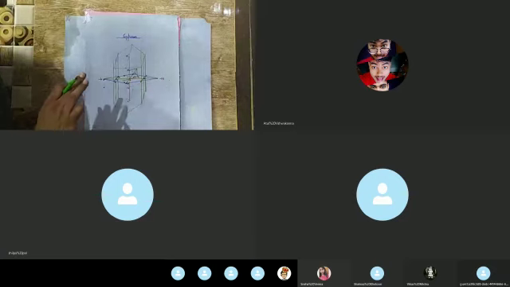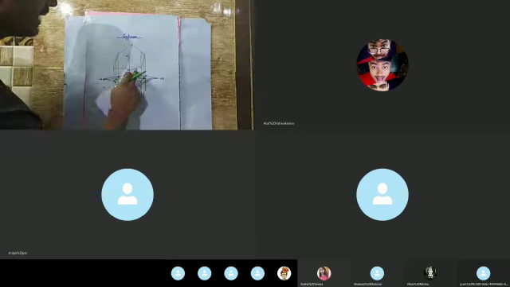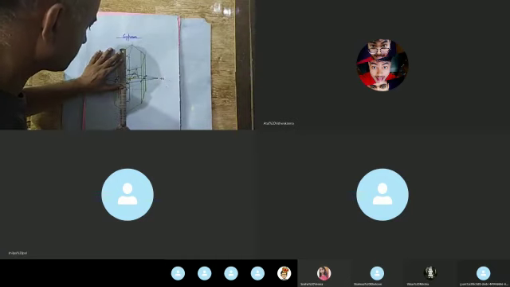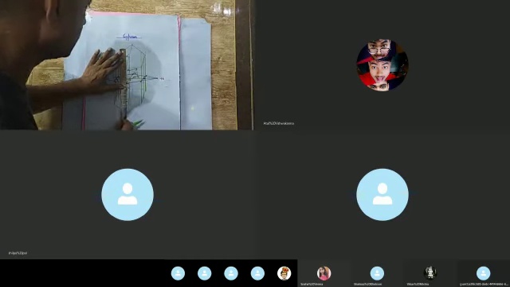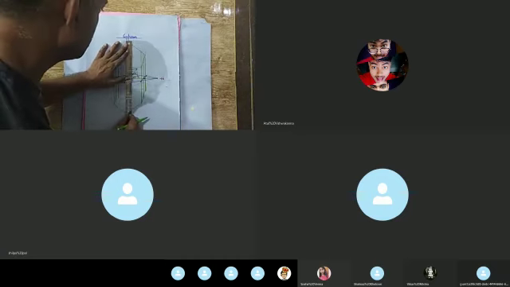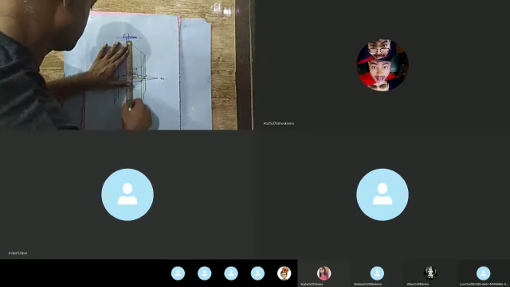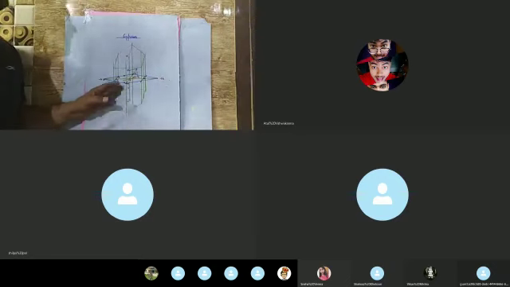Okay. And 2 more parallel lines on plus A1 and minus A1. So this is plus A1. And this is on minus A1. Okay. So these are 8 parallel lines.